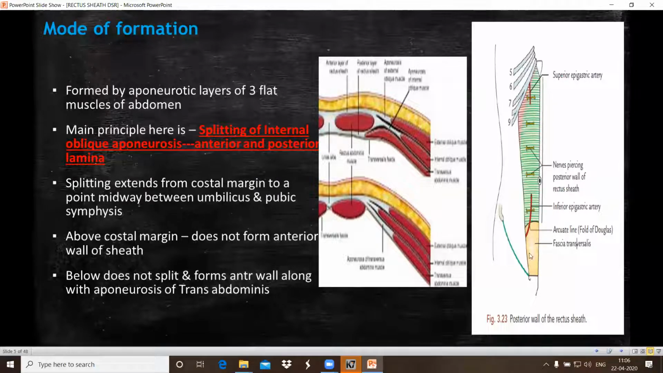So again, I am repeating. The rectus sheath is formed by the 3 aponeurotic layers of the flat abdominal muscles. Among these, only the internal oblique divides into anterior layer and posterior layer, from the costal margin to the midpoint between the umbilicus and pubic symphysis. Above the costal margin and below the midpoint, it doesn't split.